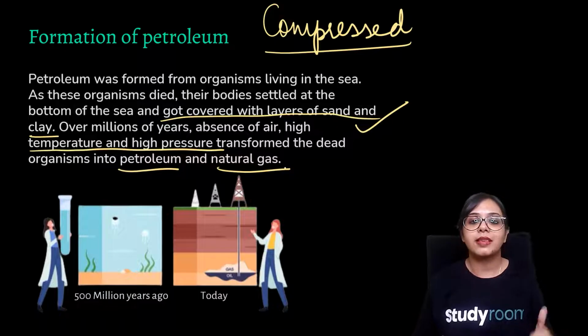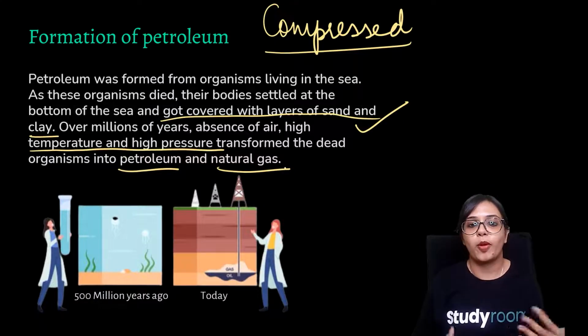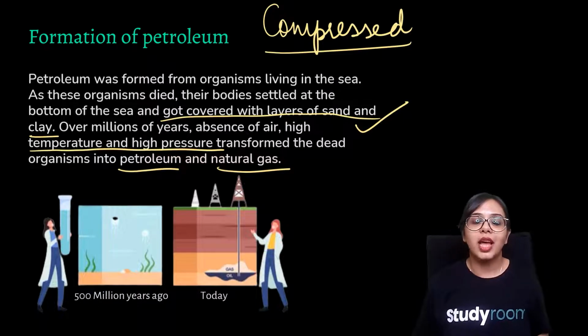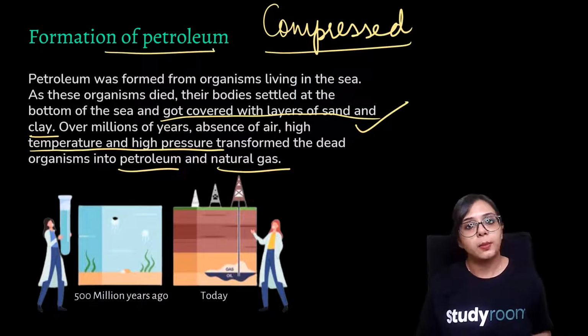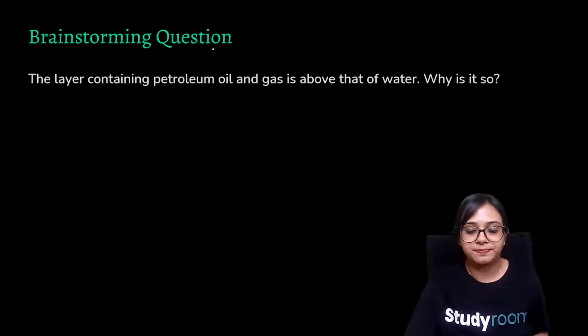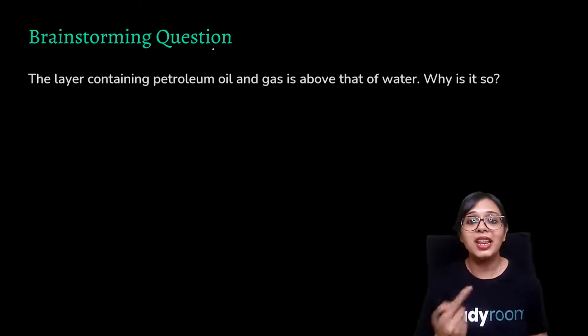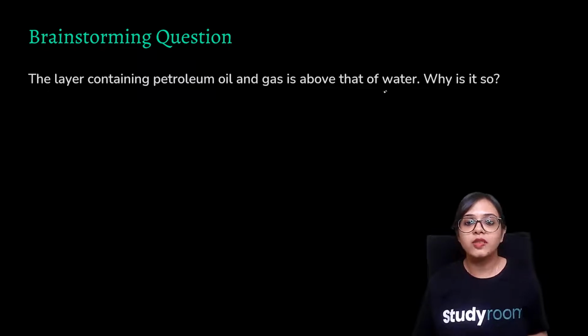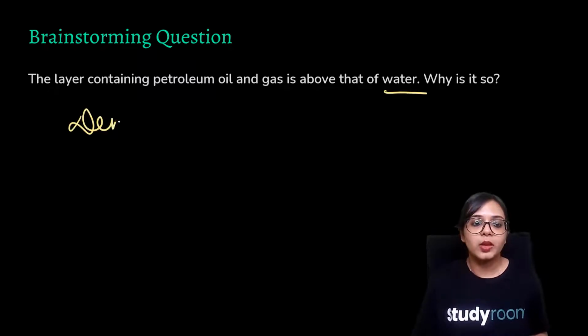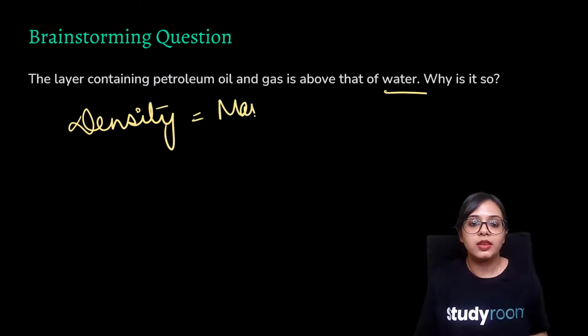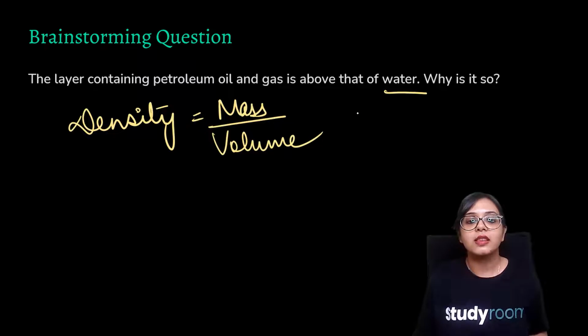And from there it is extracted with the help of proper equipment, proper machineries, and that is how you get petroleum, okay. The layer containing petroleum oil and gas is above that of water. Why is it so? I've been hinting at this question. This is because the density, the mass per volume unit, of oil and gas is less than that of water.